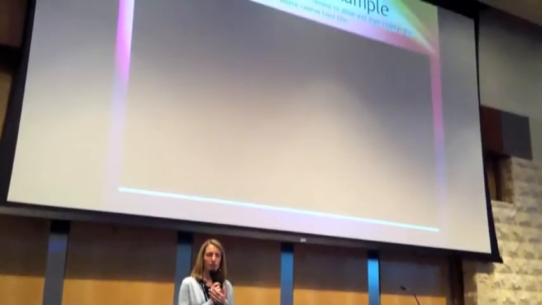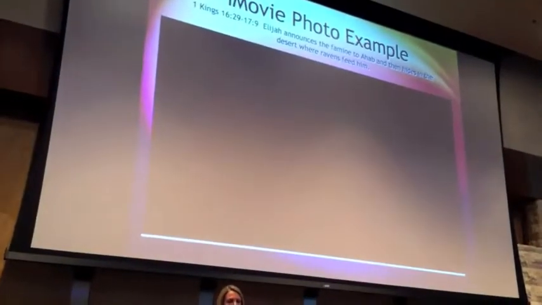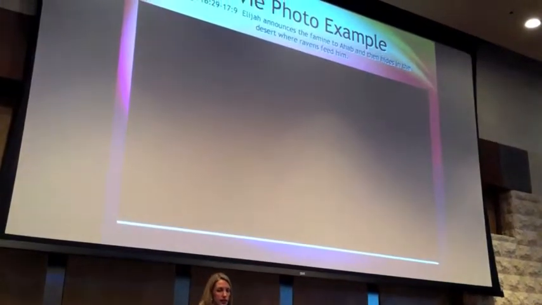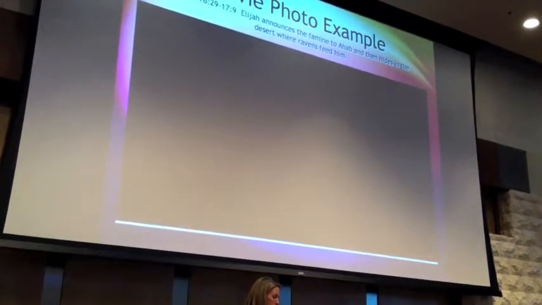And so here is an example from one of the groups. This is one of the groups that did a series of photographs. They had the story from 1 Kings 16 and 17 where Elijah announces the famine to Ahab and then hides in the desert where the ravens feed him.